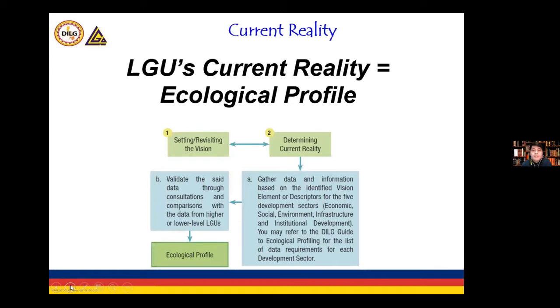The LGU's current reality can also be taken from your ecological profile. Okay? So based from the discussion of kahapon, no, doon sa atin ni Ma'am Leia, doon sa roles ng MLGU at saka ng MPDC and other concerned stakeholders, sino dapat ang nag-formulate o gumagawa nitong ecological profile? Anyone? Who in the LGU has the responsibility to formulate this ecological profile? Is it the MLGOO?